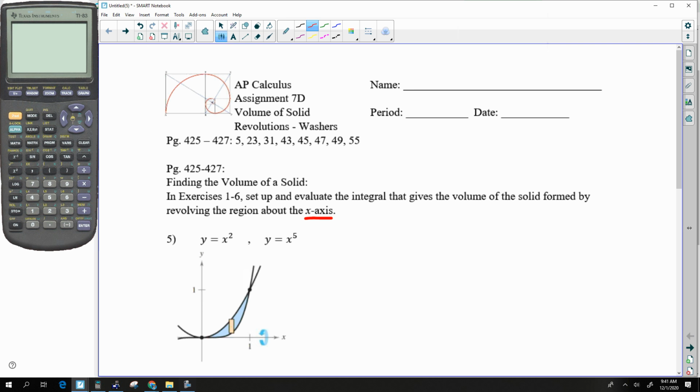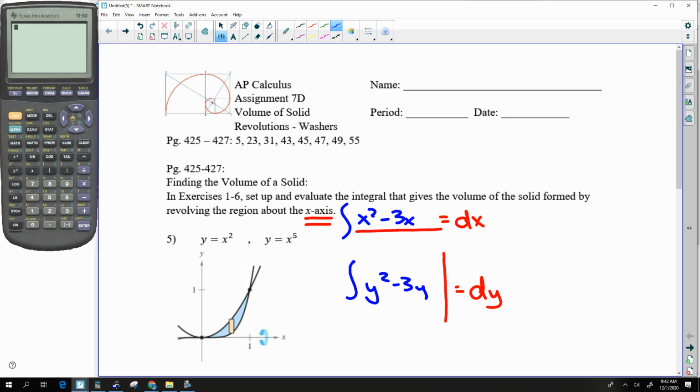The axes of rotation: if it's a horizontal axis, you need to set up your equations as a dx. So that means you're going to have things like x squared plus 3x or something like that. You need to set up your integrals as a dx kind of style. If you have a vertical axis of rotation, then you have to set up your equations as dy. So that would be like y squared minus 3y kind of idea.